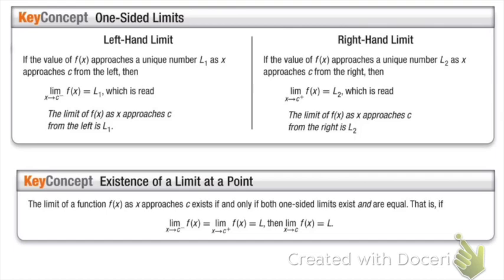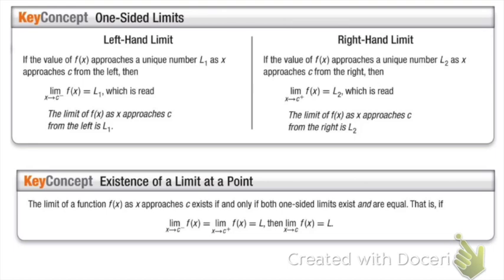And then when we do the left and right hand limits, you're going to find that sometimes both sides do not go toward the same number. So to have a limit, the left and right side must be the same. And that's what it says on the bottom here. The existence of a limit at a point. The limit of a function f of x as x approaches c exists if and only if both one-sided limits exist and are equal.